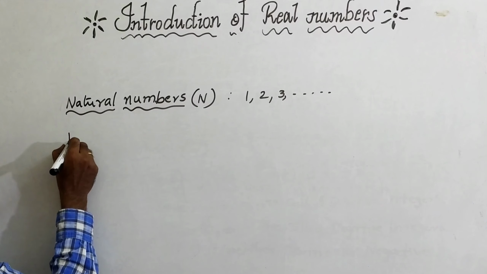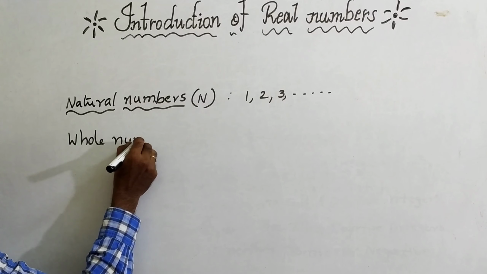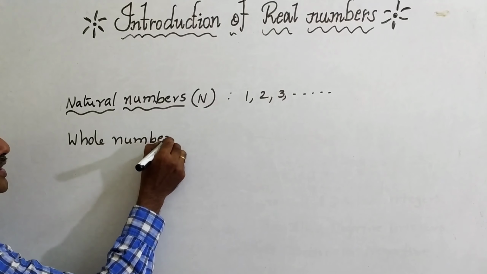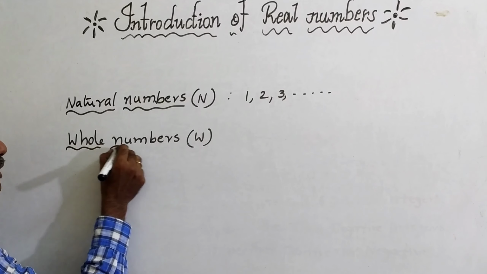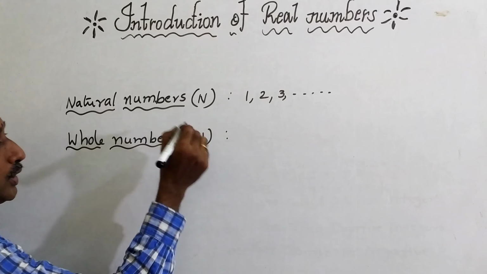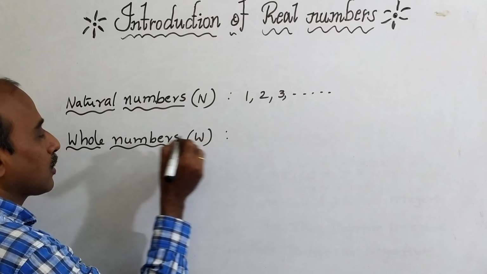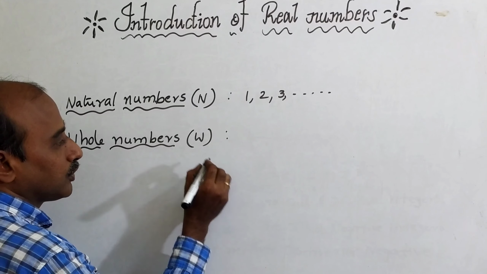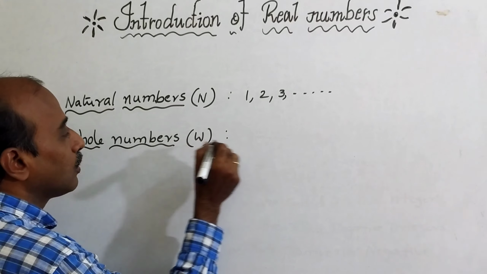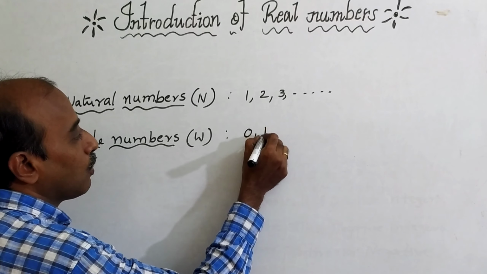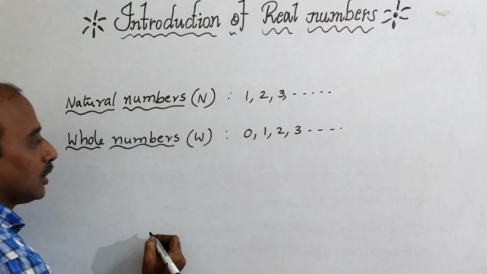Come to whole numbers. Whole numbers are represented by W. If we include 0 to the natural numbers, then they are called whole numbers. 0, 1, 2, 3, so on up to infinity.